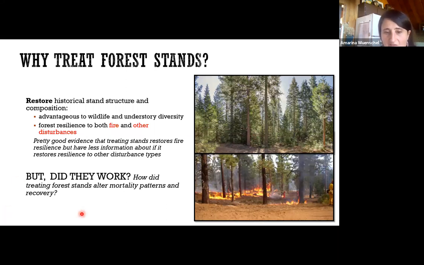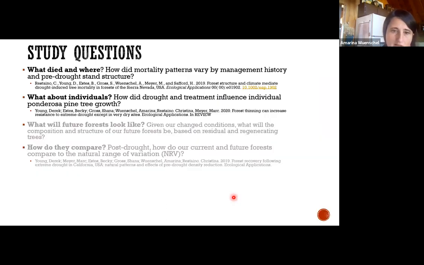So we actually have looked at this pretty extensively, and we know that in general, when we do fuel reduction treatments, these stands are better set up to withstand fire. But what we don't know is how these treatments set up these stands for drought. So with that, we designed this project.